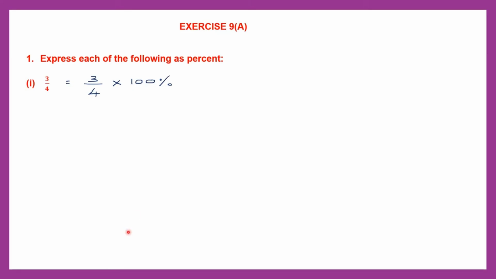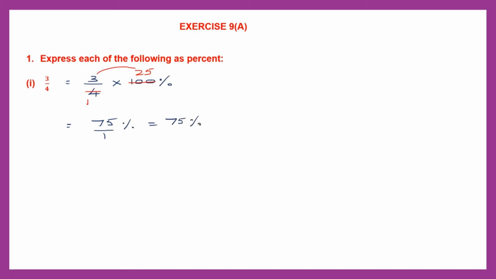Now as you can see, this has now become multiplication of fractions. I can make this 100 by 1 or leave it as 100. Now I can cancel. I can cancel 4 and 100 both by 4 itself. 4 ones are 4 and 4 into 25 is 100. Now we can multiply the numerators. 3 into 25 is 75 and I put the percentage sign. 75 by 1%. That means 75%.